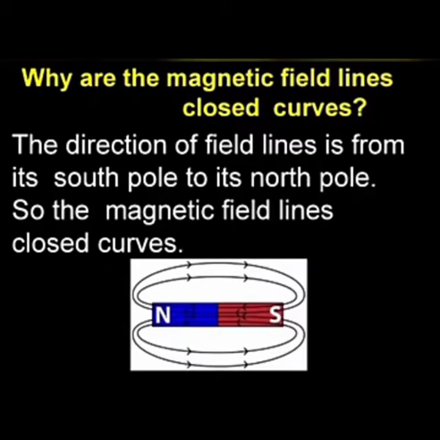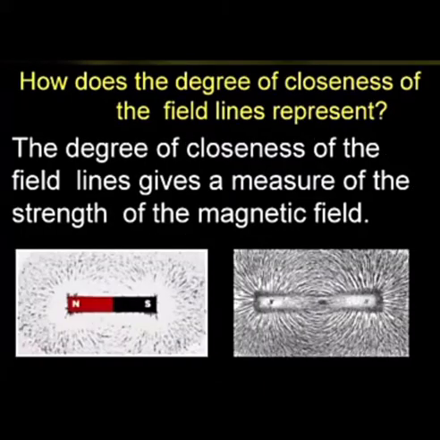Why are the magnetic field lines closed curves? The direction of the field lines is from the south pole to the north pole inside the magnet, so the magnetic field lines are closed curves. What does the degree of closeness of the field lines represent? The degree of closeness of the field lines gives a measure of the strength of the magnetic field.